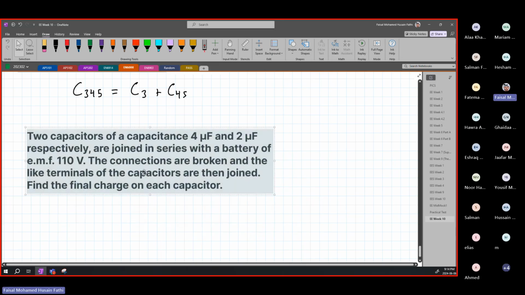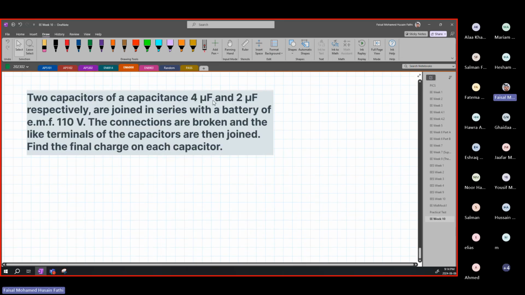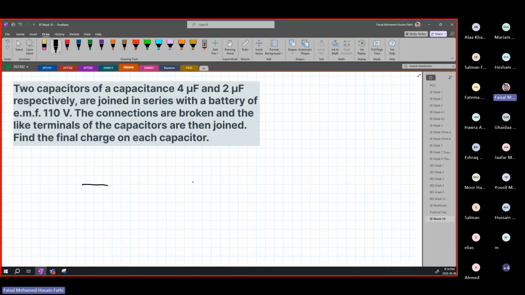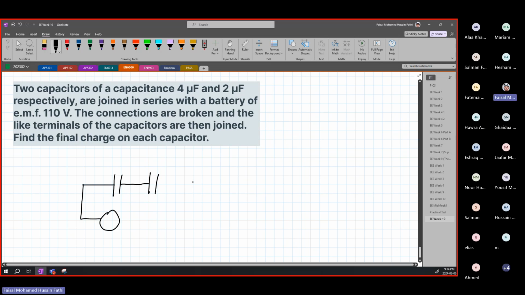So two capacitors of capacitance 4 microfarads and 2 microfarads respectively are joined in series. Meaning the connection of them is like this. They are in series with a battery of EMF. EMF means voltage of the battery.